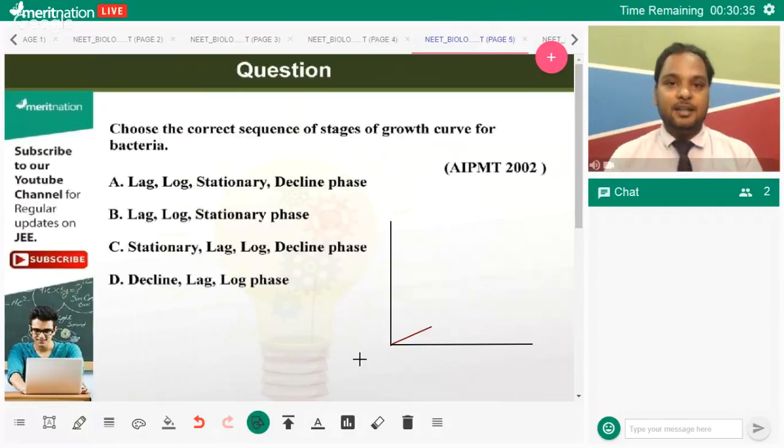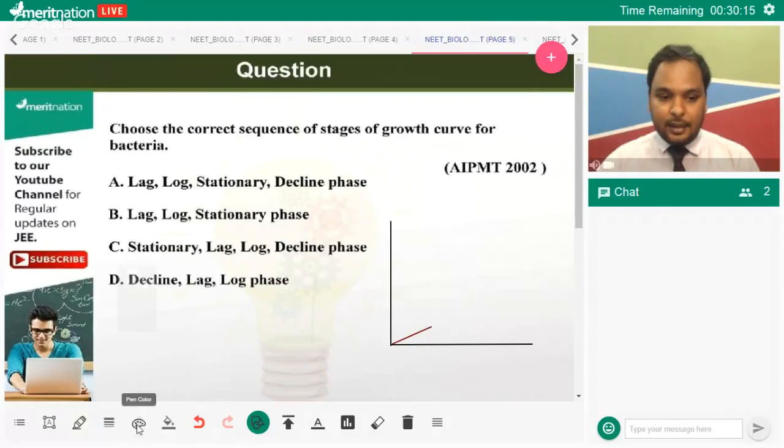But after certain divisions, for example, when the count goes to 1 lakh, after that it goes to 2 lakh, 2 to 4 lakh, 4 to 8 lakh. It is exponential. It is going exponential, and that's the reason it's the log phase that happens.